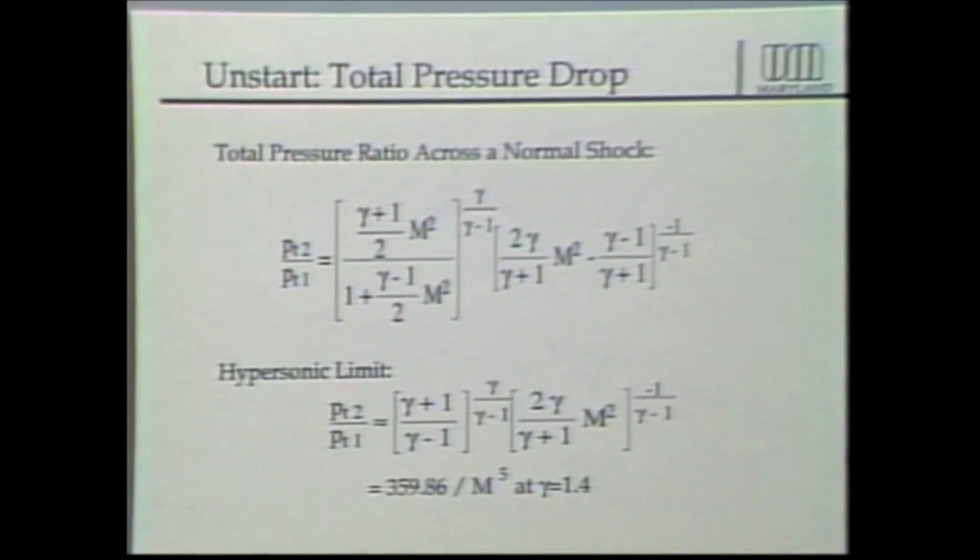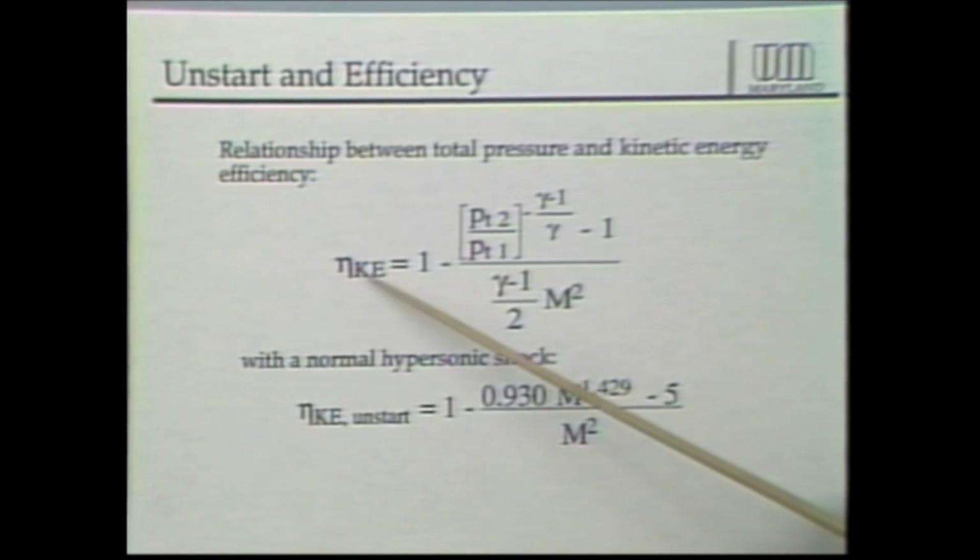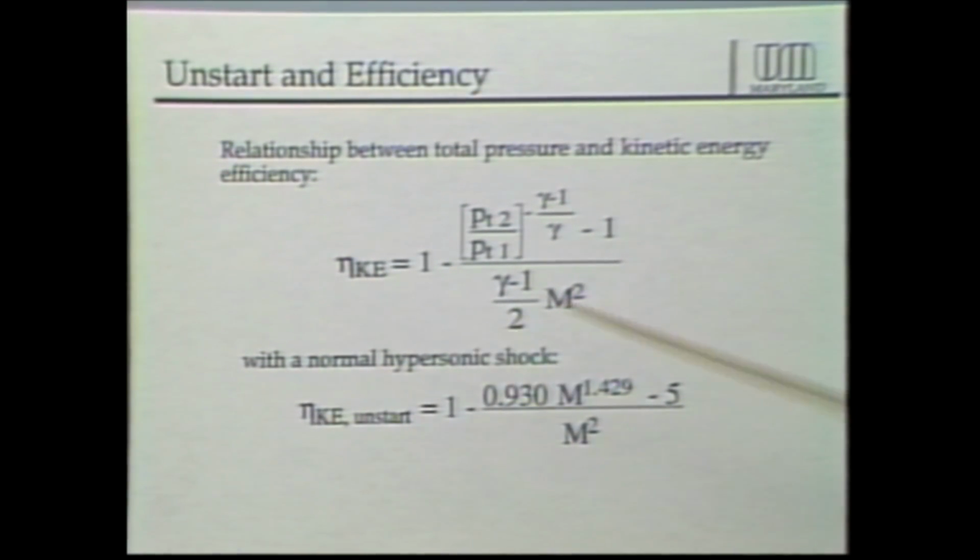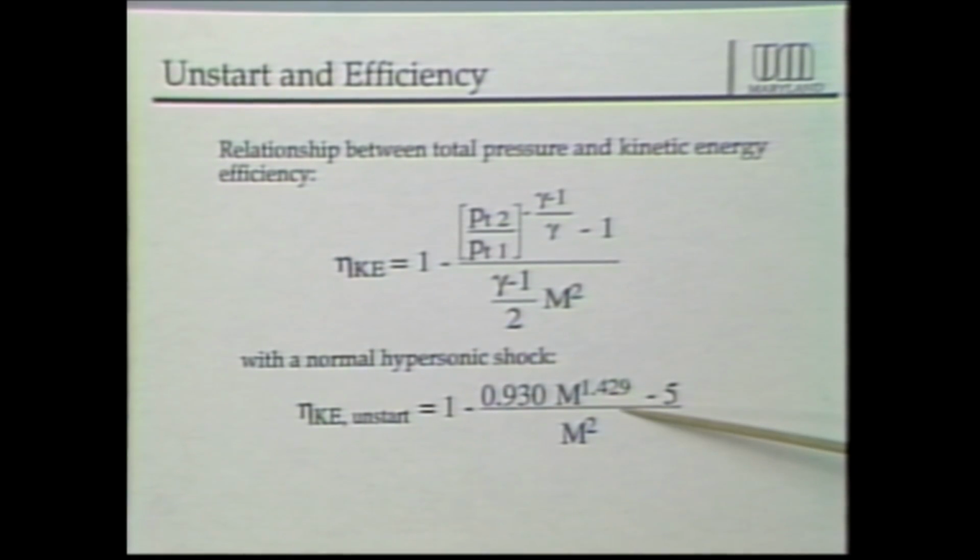Situation can become even worse, though, because total pressure isn't the only part of the story. Let me just indicate, you can see that effect if you look at the kinetic energy efficiency we talked about at the beginning of today. Just look at how kinetic energy efficiency scales under the influence of an unstart. If we suddenly form a normal hypersonic shock, the kinetic energy efficiency is approximately proportional to Mach number to the 1.4 power minus 5 divided by Mach number squared. This can generally become a small number.